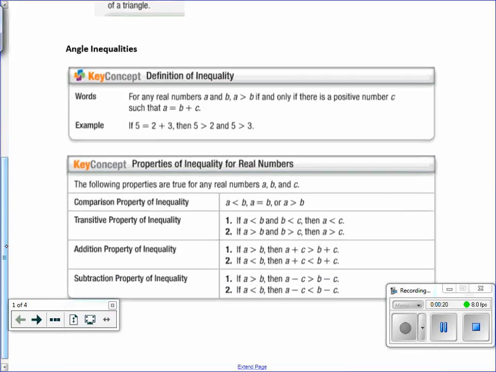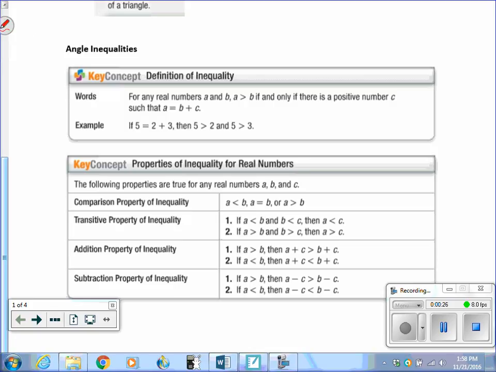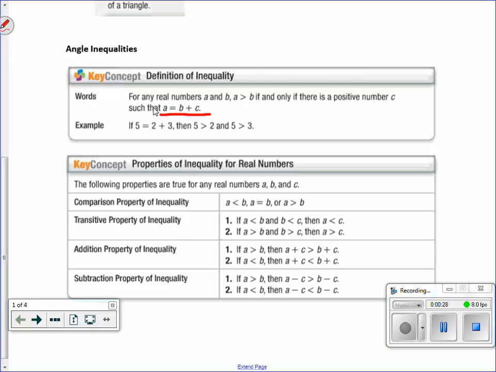For angle inequalities, we have the definition of an inequality. Basically it says that if I have a value, we'll call it A, such that A equals B plus C, then A has to be greater than B, and A has to be greater than C because it takes both parts to make A. An example would be that if 5 is equal to 2 plus 3, then 5 has to be greater than 2, and 5 has to be greater than 3. So both of those parts.